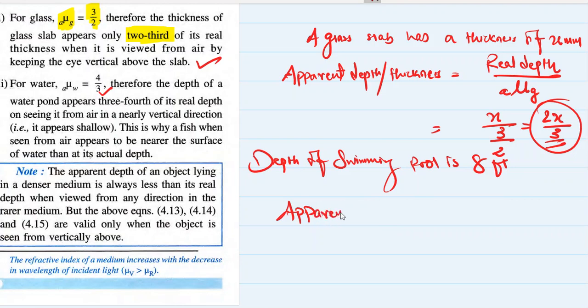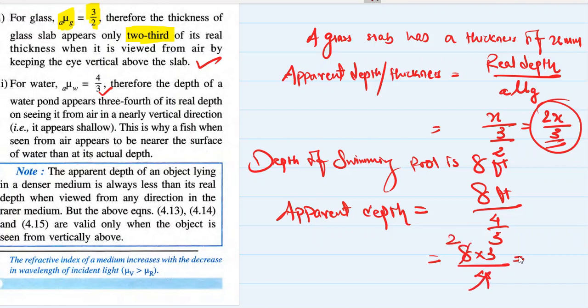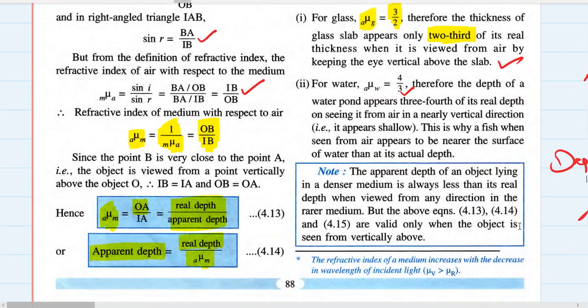So apparent depth of swimming pool is equal to 8 feet upon the absolute refractive index of water, which is 4 by 3. So 8 multiplied by 3 upon 4. So it will appear to be of 6 feet. Okay, and then if a person jumps in, if a person is, you can say, 6 feet tall, he will find out that the water is 2 feet above his head after jumping in, because the apparent depth seemed 6 feet.